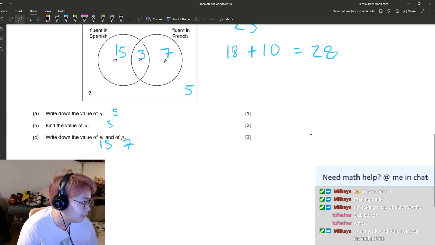You should add stuff for your reward points. Like what?